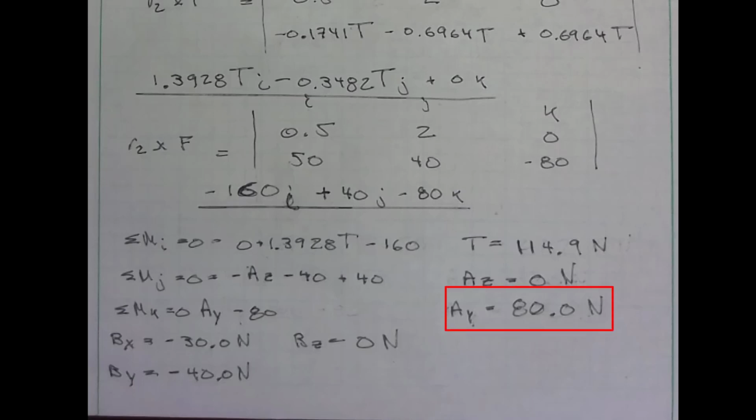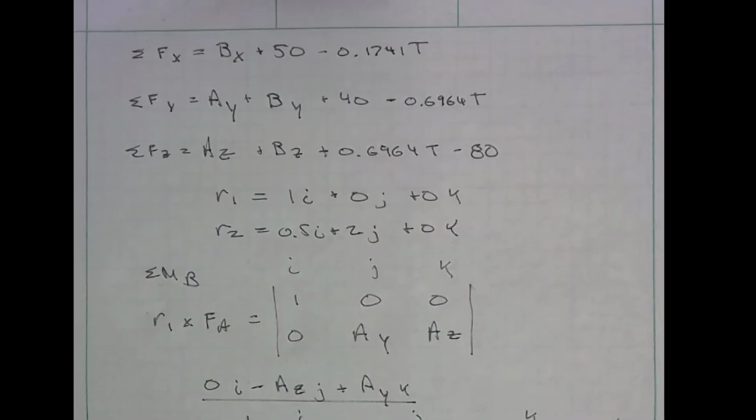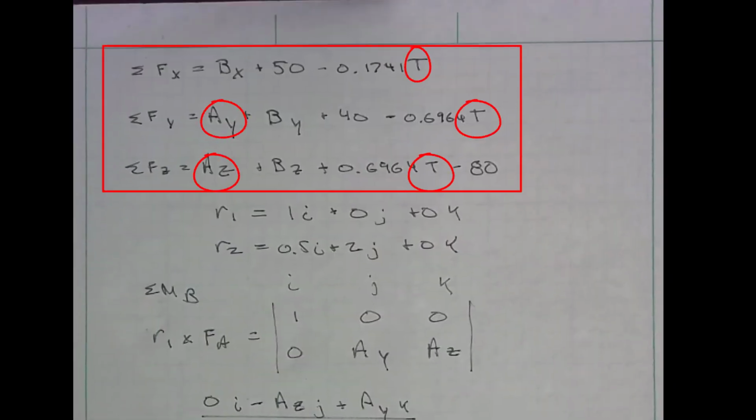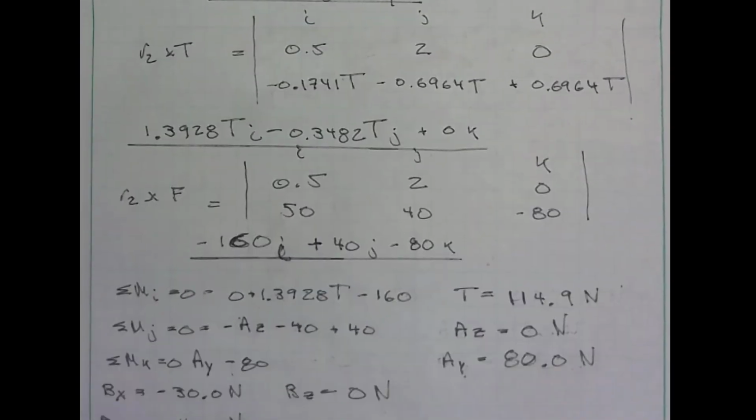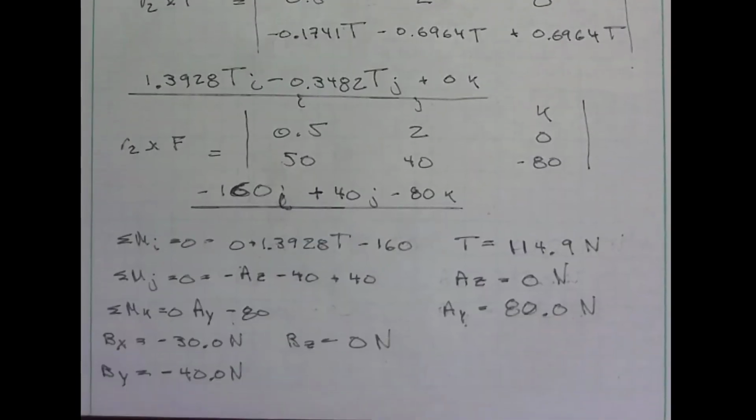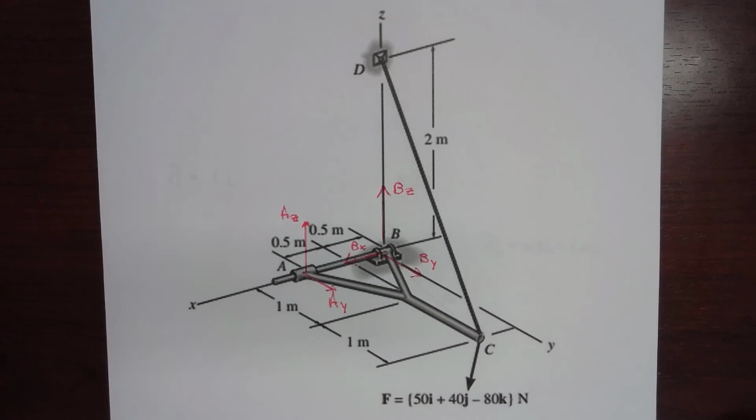So now we will go back to those summations of forces in the X, Y, and Z and plug in our numbers there. This results in Bx of minus 30, By of minus 40, and Bz is 0. When we get negative numbers, all that means is that we go back to our original free body diagram where we assumed a certain direction. It just means they are in the opposite direction of what we assumed.